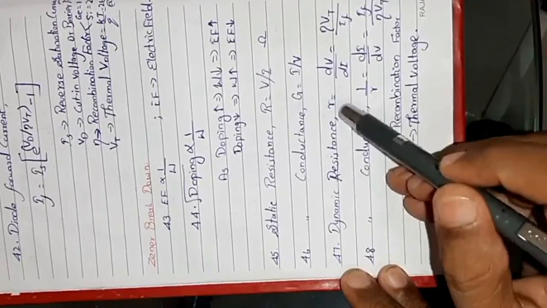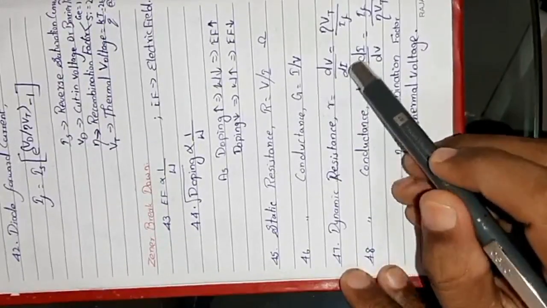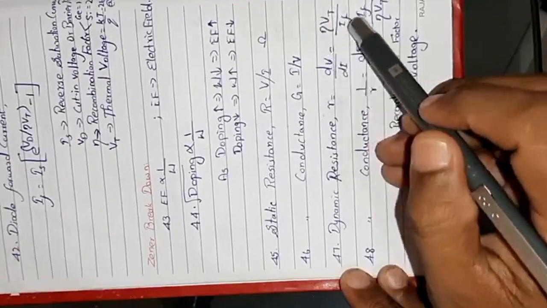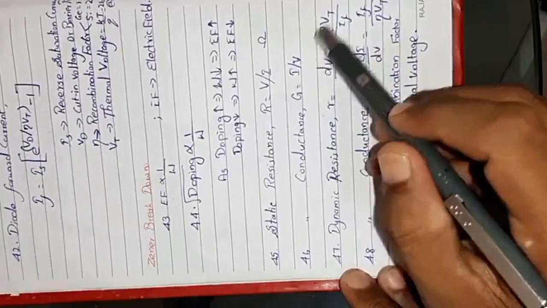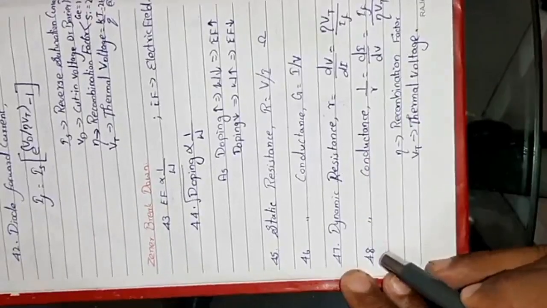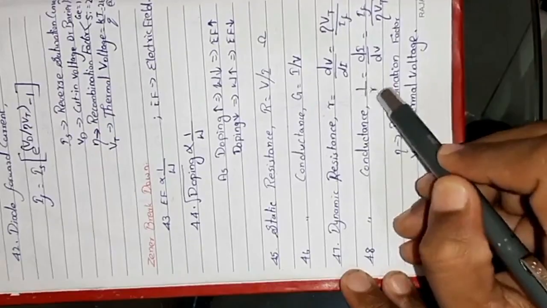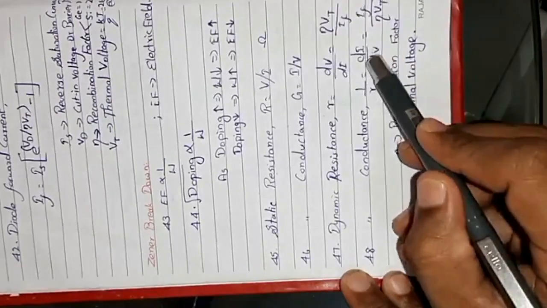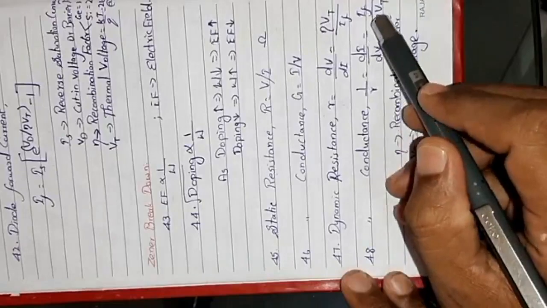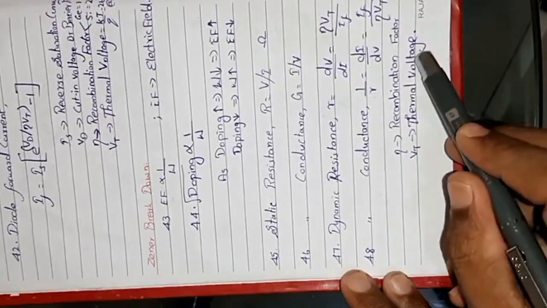Number 47: dynamic resistance, small r, is equal to the differentiation of voltage with respect to current, dV by dI, that is equal to ηVt divided by IF, where η is the recombination factor, Vt is the thermal voltage, and IF is the forward current. Number 48: dynamic conductance is the reciprocal of dynamic resistance, that is equal to 1 by r, that is equal to the differentiation of current with respect to voltage, that is equal to IF divided by ηVt, where η is the recombination factor, Vt is the thermal voltage, and IF is the forward current.